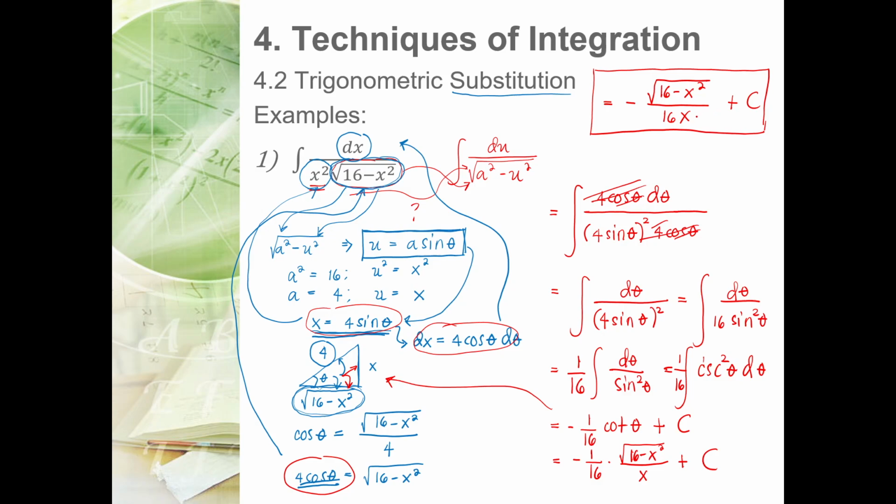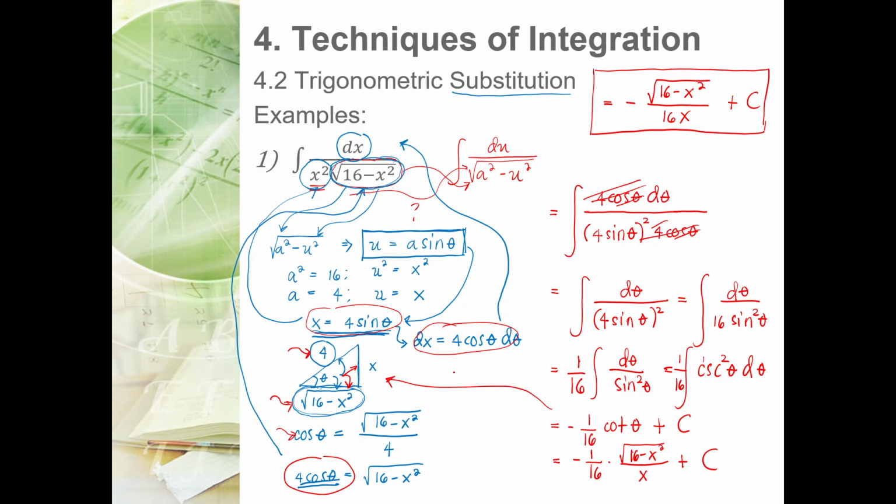So, assigning variables first, then you get the formula. After using the formula, we create a right triangle, then identify the different parts. From that, we eliminate the radical expression using a certain trigonometric function. In this case, we used the cosine function. Don't forget that when you pair up the radical expression, you always pair it up with the constant, not the x parameter.